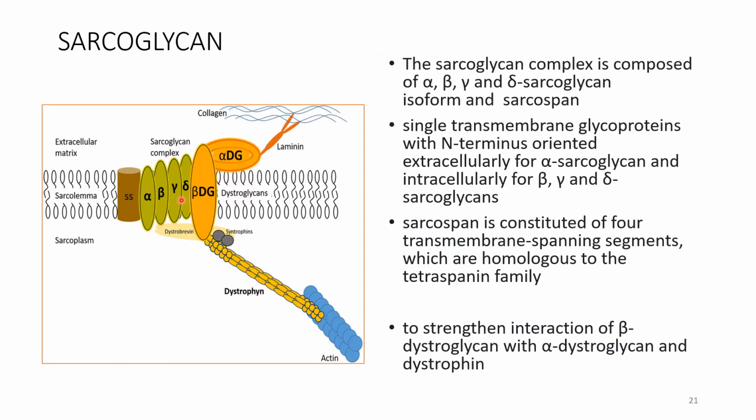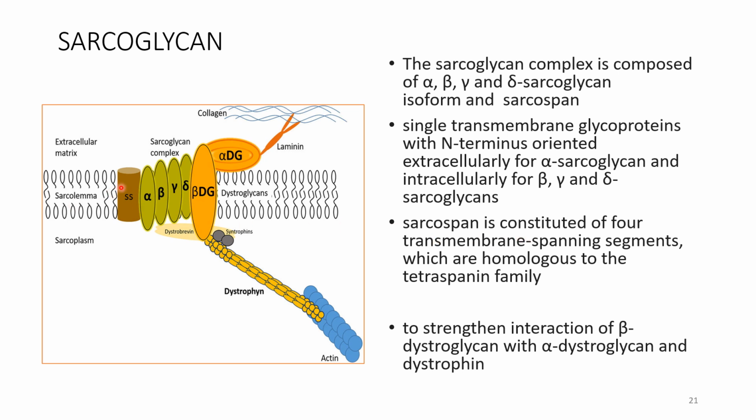These are the sarcoglycans, alpha, beta, gamma, delta, and this is the sarcospan. So the whole thing is called the sarcoglycan complex. The sarcoglycan complex is composed of alpha, beta, gamma, delta sarcoglycan isoforms and a sarcospan. They are single transmembrane glycoproteins with the N terminus oriented extracellularly for alpha and intracellularly for beta, gamma and delta forms.